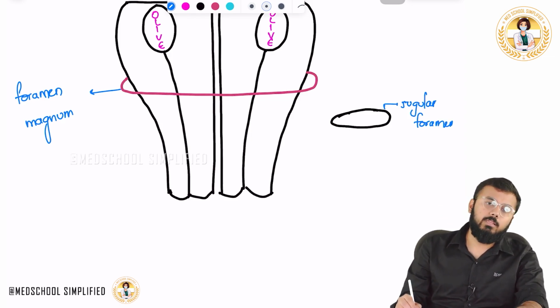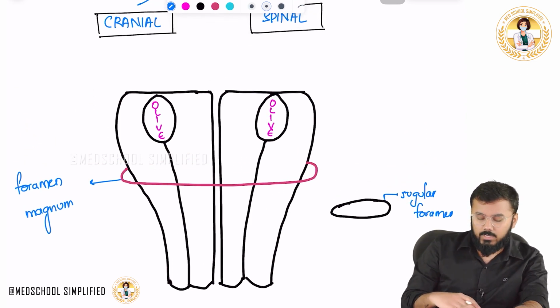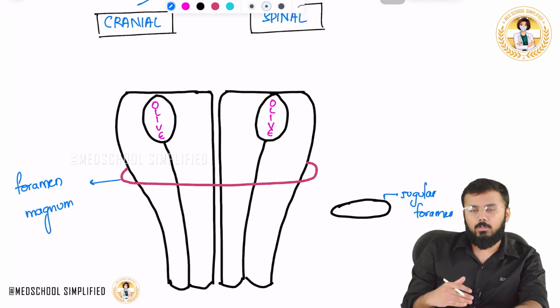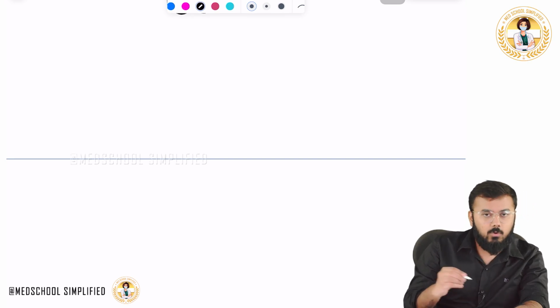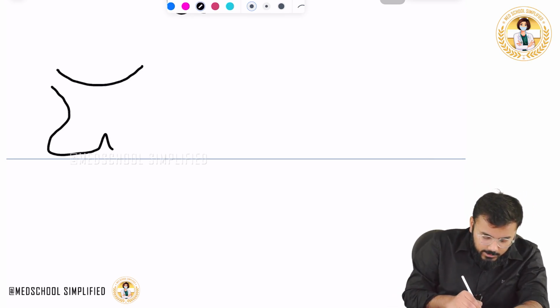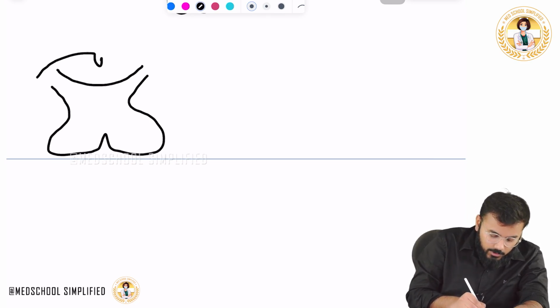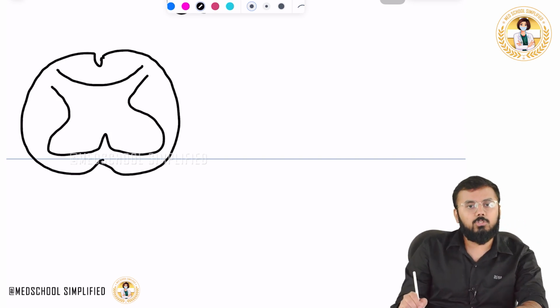Now the second important thing which you need to know is that I told you cranial root and spinal root. The nerves that are coming out of this particular drawing which I have drawn are called the cranial root. Now coming to the spinal root, the nerves which come out of the spinal cord comprise the spinal root. Let us say this is a section of your spinal cord like this. The nerves which are coming out of this spinal cord are called your spinal root.